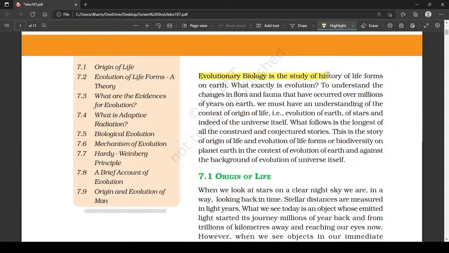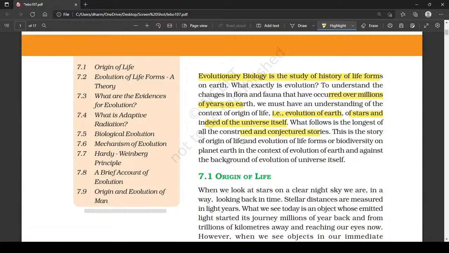Evolutionary biology is the study of the history of life forms on Earth. Which exactly is evolution? To understand the changes in the flora and fauna that occurred over millions of years on Earth, we must have an understanding of the context of the origin of life. That means the evolution of Earth, of stars, and indeed the universe itself. What follows is the longest of all the constructed and conjured stories.